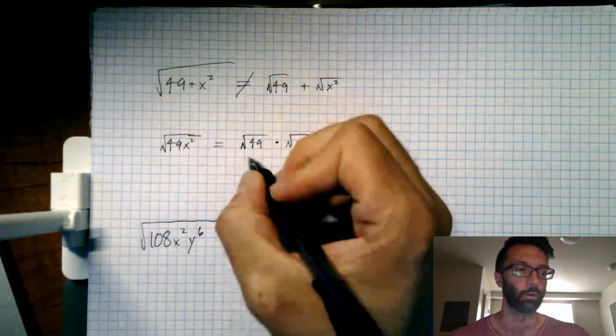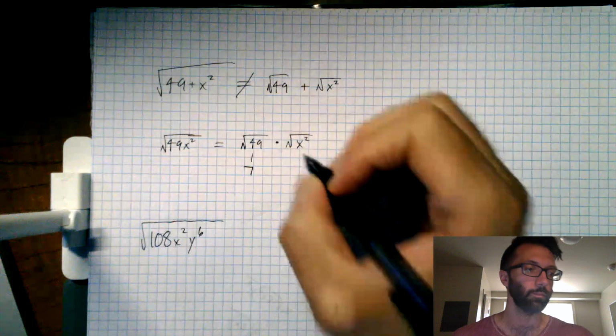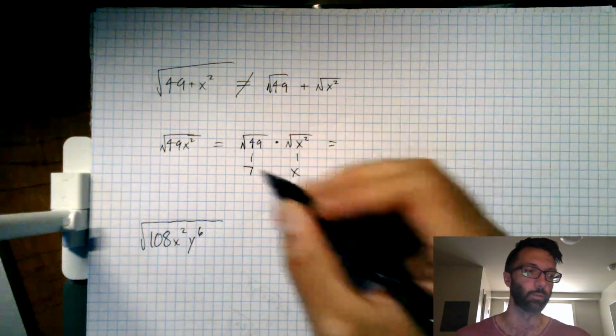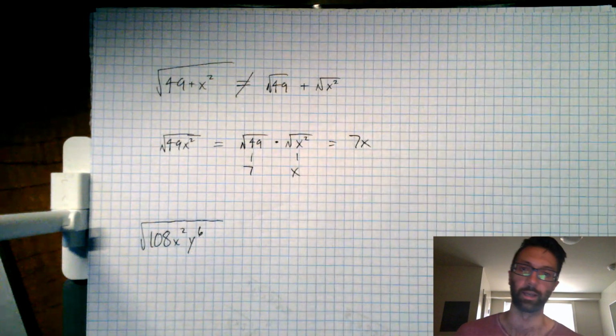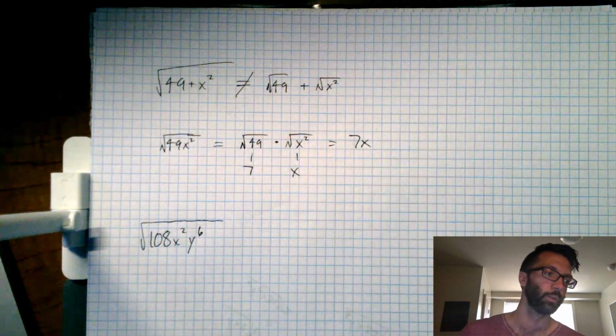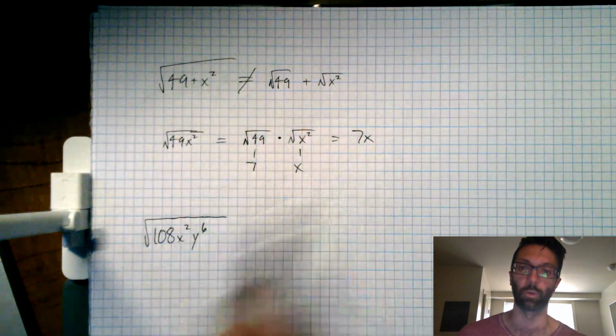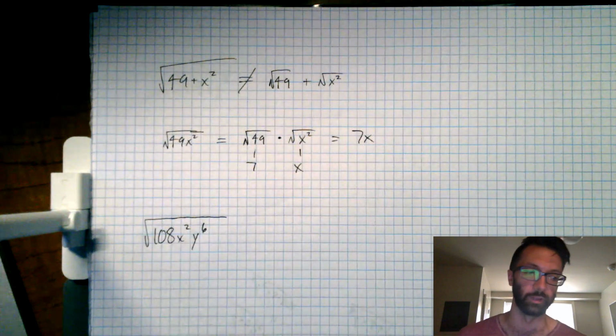And so then we know the square root of 49 is 7. We know the square root of x squared is x. And so we can end up just multiplying these two things together, and we get 7x. All right, so this fact here is what we're going to be using to handle these.